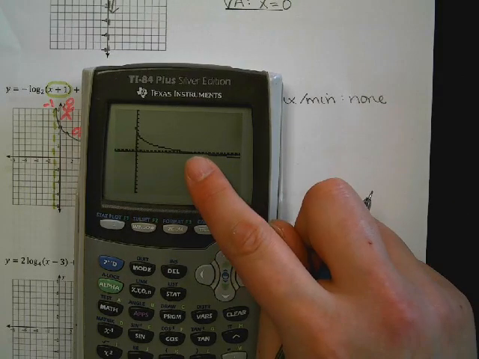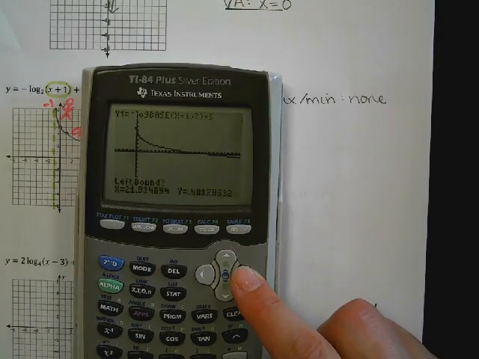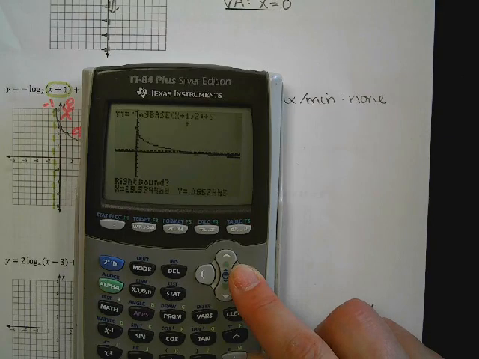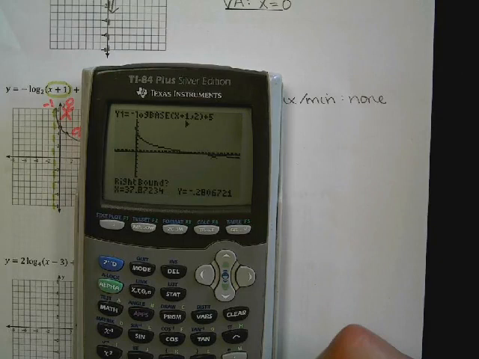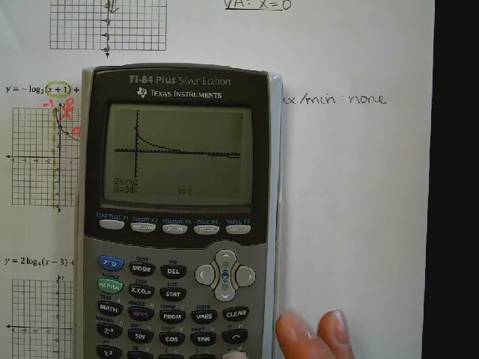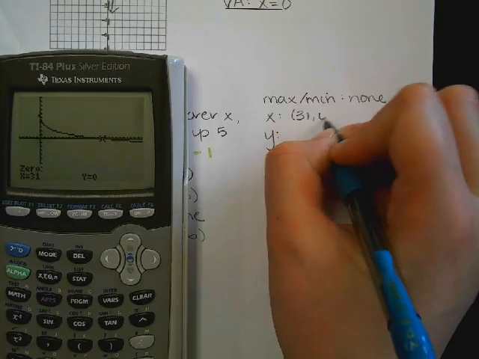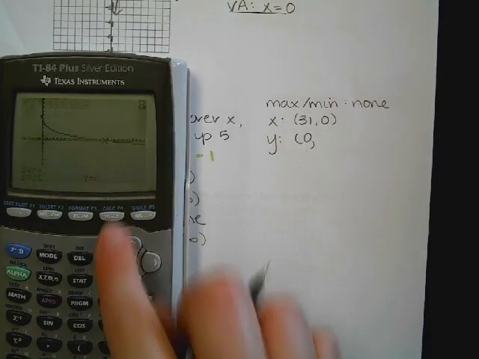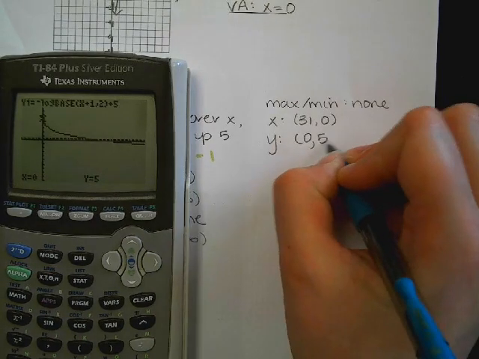Okay, so we definitely did cross. So second trace number 2, I'm going to do my left bound and right bound. And I can tell that it hopped over. If you guys watch the y values, you could see they went negative, so I mean it hopped over the x-axis. So 31. So our x-intercept is 31, 0. The y-intercept is 5.